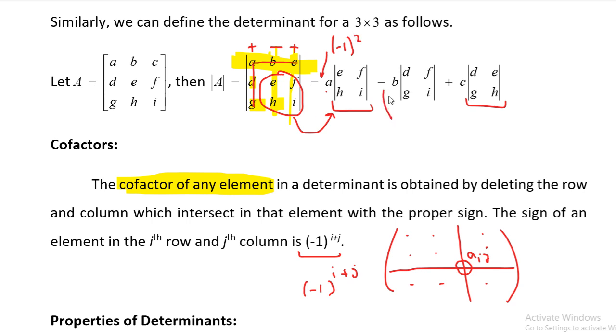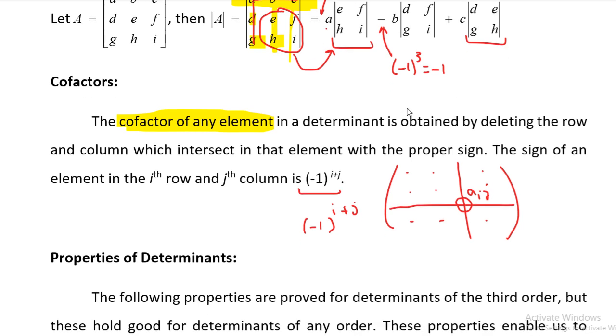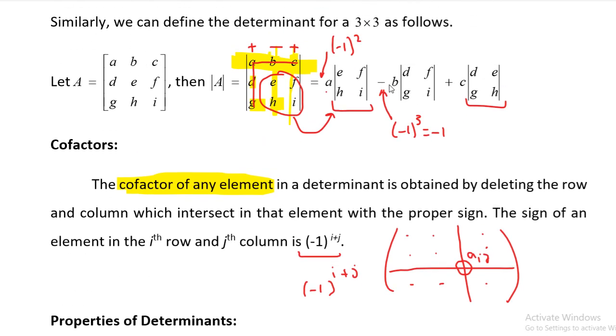Why is this minus? Because it is -1 to the power first row, second column, so it is 3. Whenever the power is odd, you get -1. And this is again plus because it is first row and third column, so this is -1 to the power 4. These are called the cofactors with their sign.